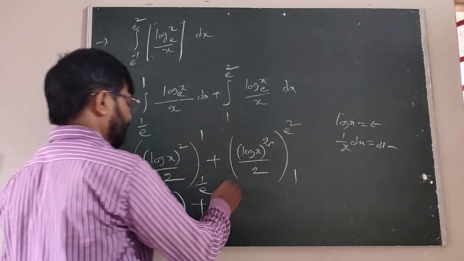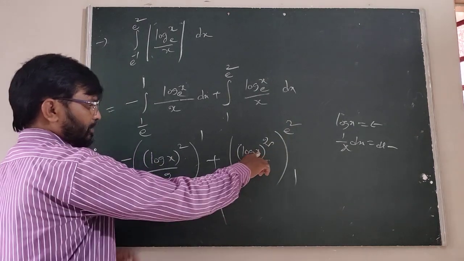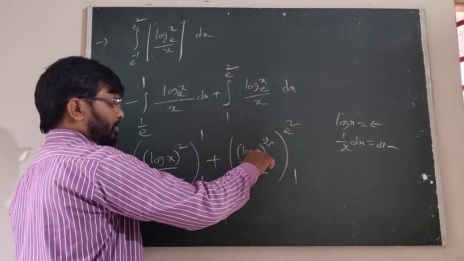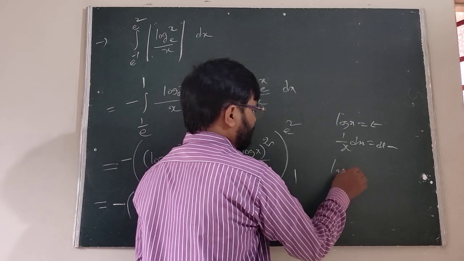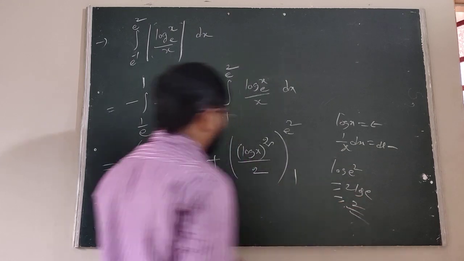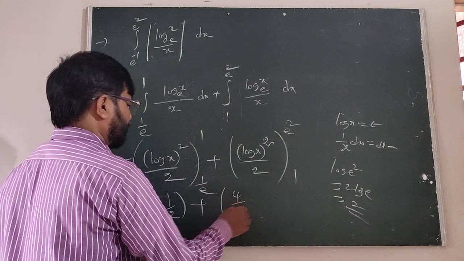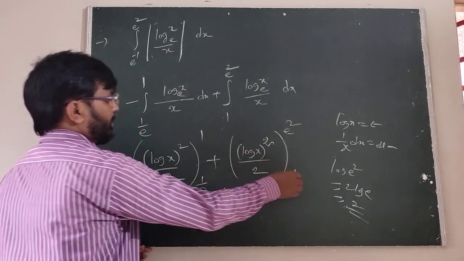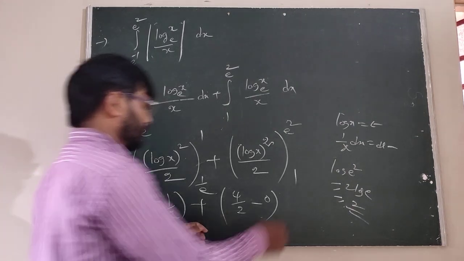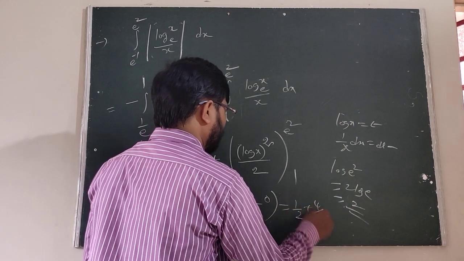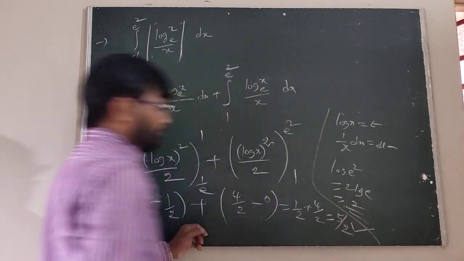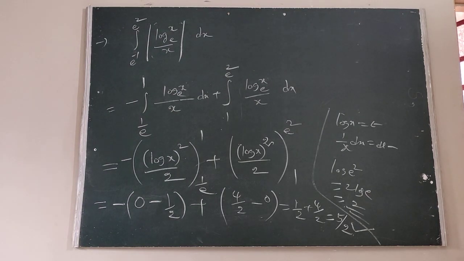Now for log e square, the 2 comes outside, since log a power m is m log a. Log of e square is 2 log e, and log e is 1, so it is 2. Therefore 2 square is 4 by 2, minus log 1, which is 0. Now we got minus of minus, which is plus. So 1 by 2 plus 4 by 2, that is 5 by 2, is the required solution. Is it clear?